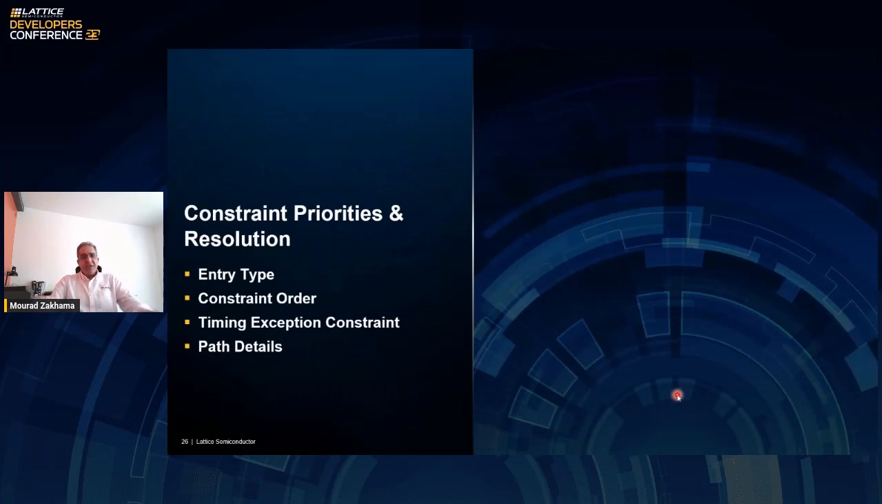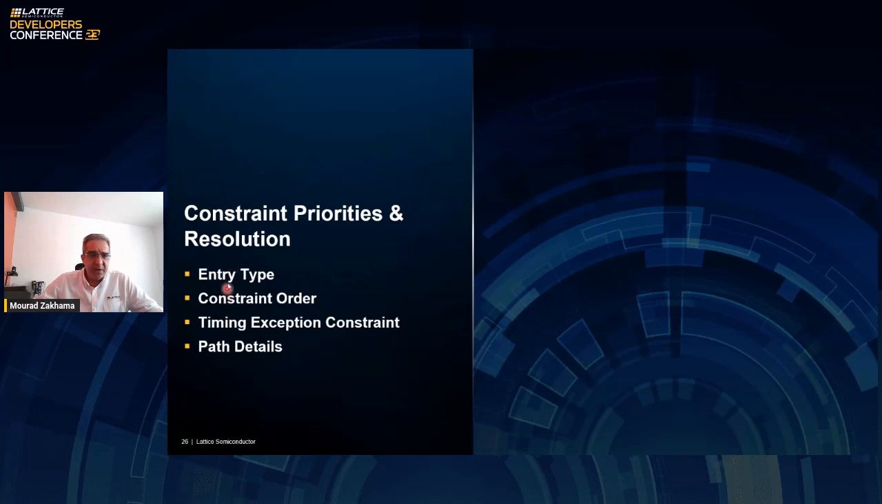So, constraint priorities and resolution. Now that we've gone through the different types of timing constraints and how the STA tool works, it's important to understand, in case of conflict, how does the tool resolve that conflict? There are different rules in place to make sure that the tool makes the right decision every time, but the user has to know these rules, right? So that timing constraints are not ignored because they are done in a wrong way.